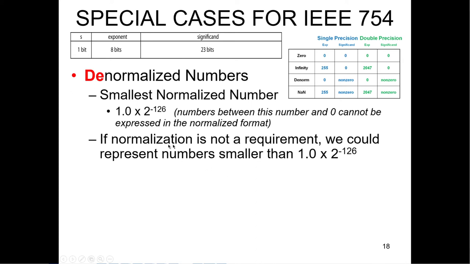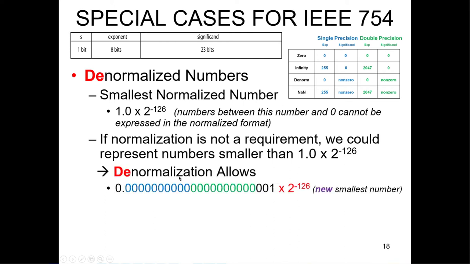But if normalization is not a requirement, then we could represent smaller numbers than 1.0 times 2 to the minus 126. We could represent 0.1, 0.01, 0.0001, and so forth, all the way down to 22 zeros, and our last bit would be a 1. Now, obviously, you lose precision, but you do get a much greater range when you do that, because you essentially stretch your exponent out 23 times. That does expand the numbers you can represent. So denormalization allows this number, which would be the new smallest number. Note it's not in normalized form because there's not a 1 to the left of the decimal point.